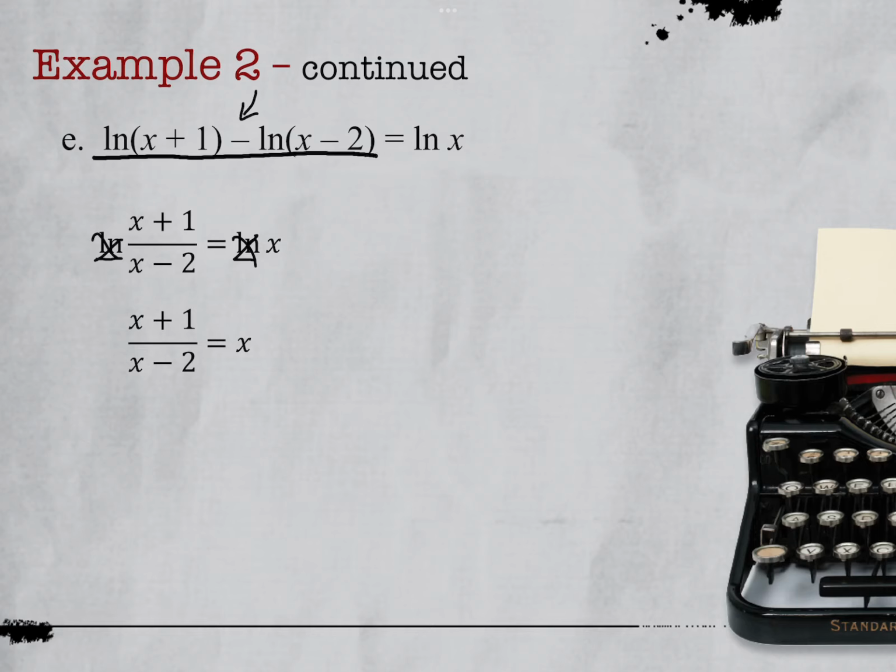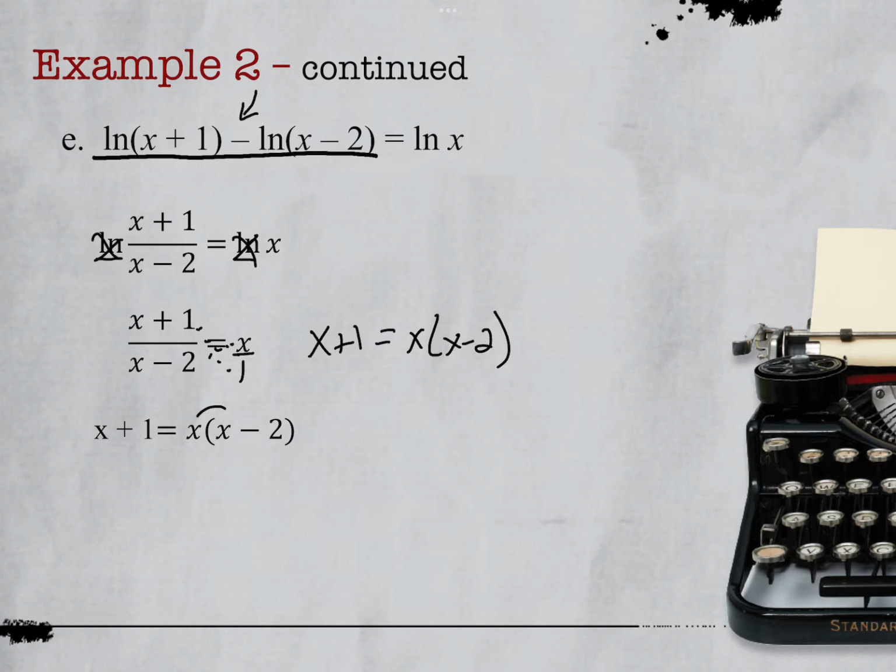Now I need to solve this. What I would suggest doing is making this like x over 1 so that I have a fraction equals a fraction. And then you cross multiply. So you'd have x plus 1 equals, and then you multiply x times our x minus 2. So you're just bringing it over. So x plus 1 equals x times x minus 2.